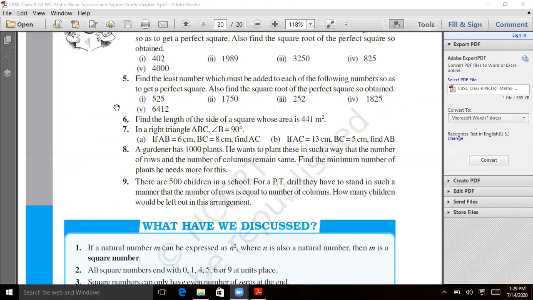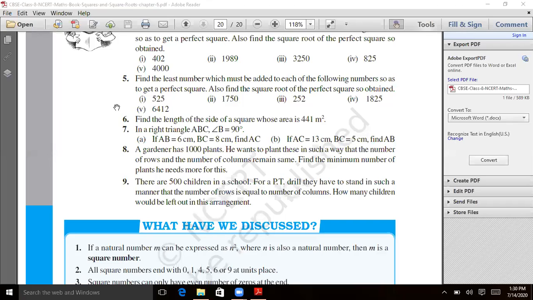Next question is question number 7. In right angle triangle ABC, angle B is equal to 90 degree. AB is equal to 6 centimeter, BC is equal to 8 centimeter, then find AC.